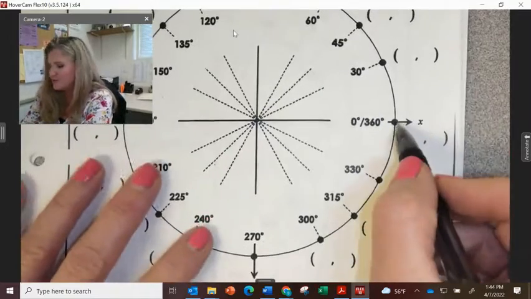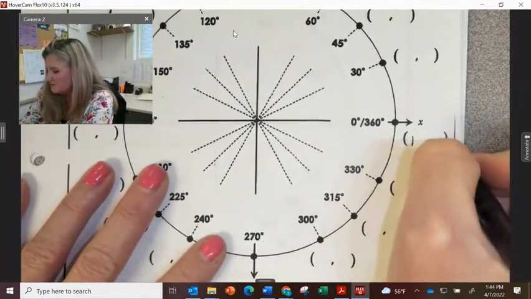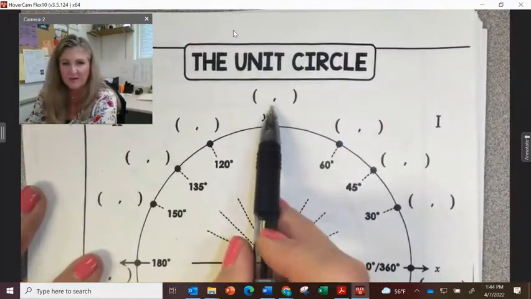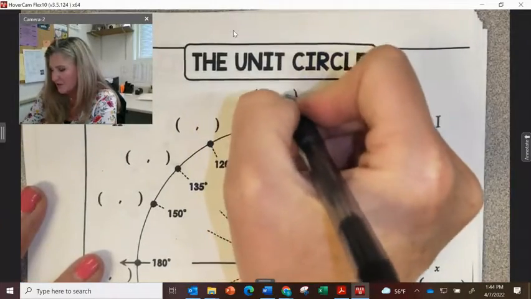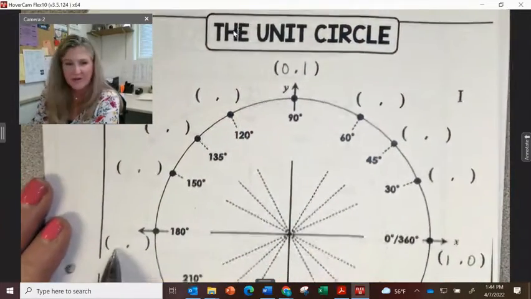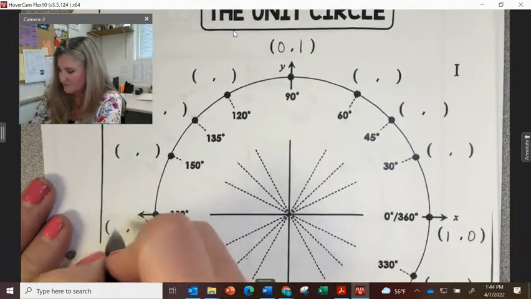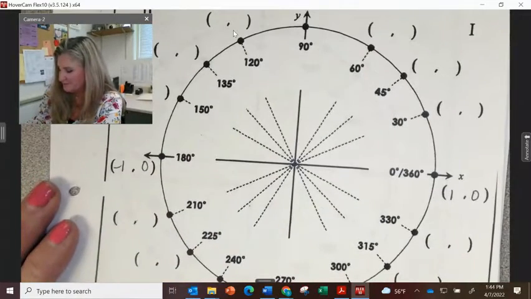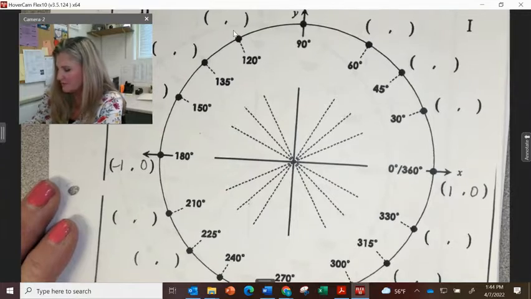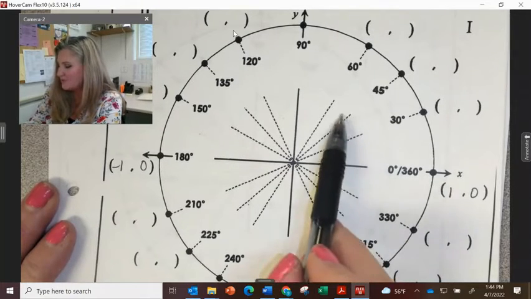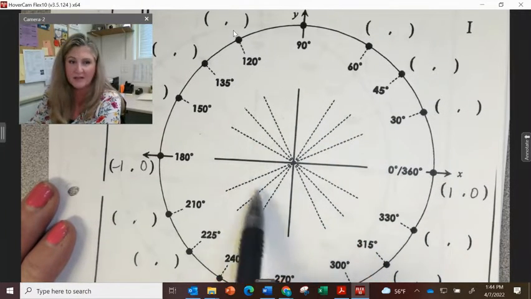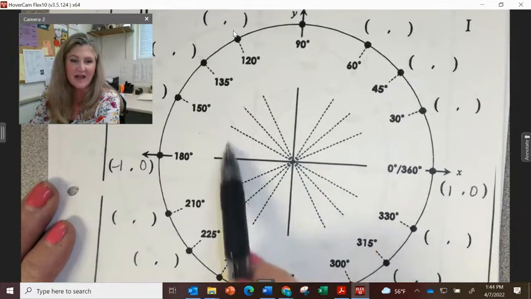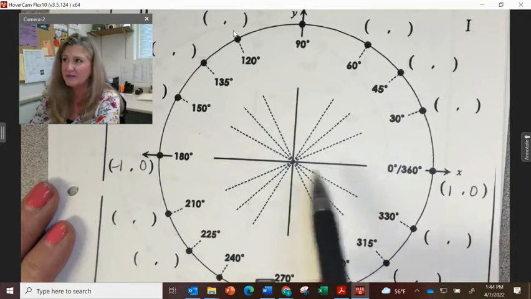All right, I'm going to give you this point, 1, 0. I'm going to give you this point here, up here. You all should know that, 0, 1, right? This point here, what is it? And what about this point down here? So what we're going to be doing is, on the inside, we're going to write all these angles in radians, okay? You should be looking for patterns. On the inside, we're writing all the angles in radians.